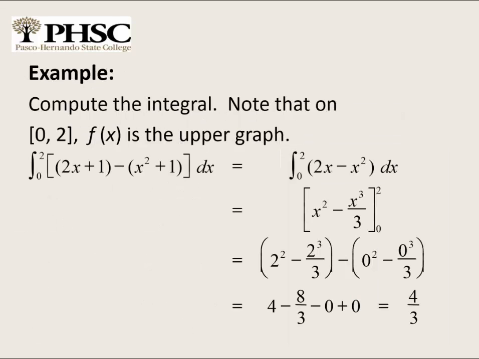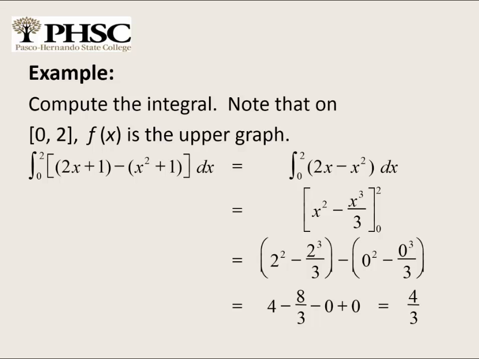So now the next thing that we're going to do is go ahead and compute the integral. Again, this integral will be the area between these two curves. Now note that when x is between the points 0 and 2, f of x is actually above g of x, which means that when we calculate the integral, we're going to do f of x minus g of x. So here we have the integral. Again, f of x was 2x plus 1, g of x was x squared plus 1. So from 0 to 2, we're going to go ahead and calculate this integral.